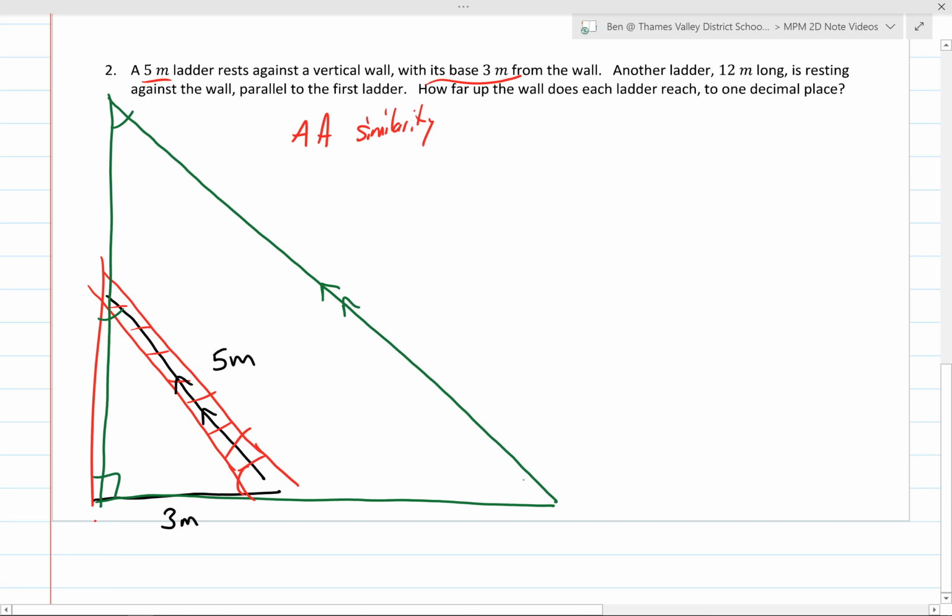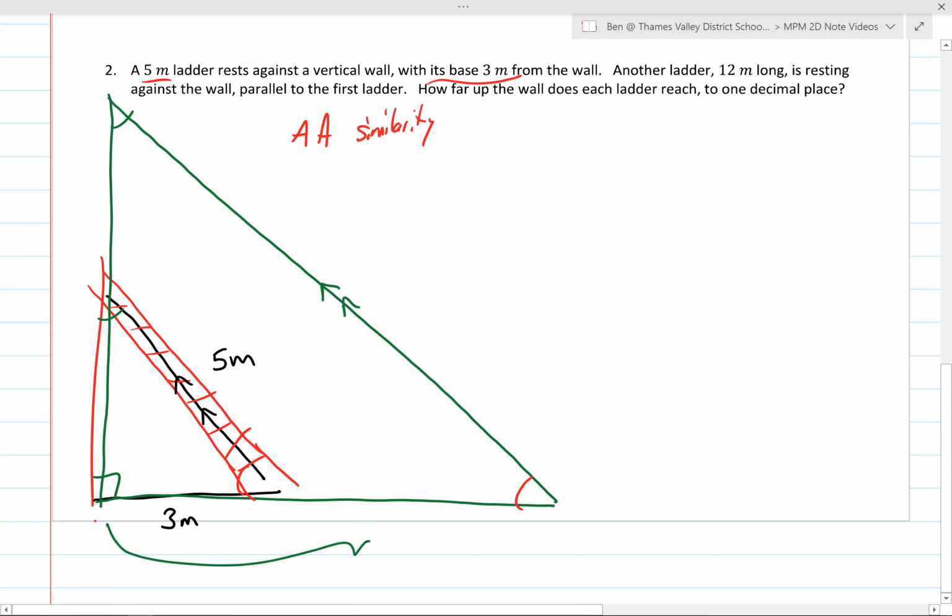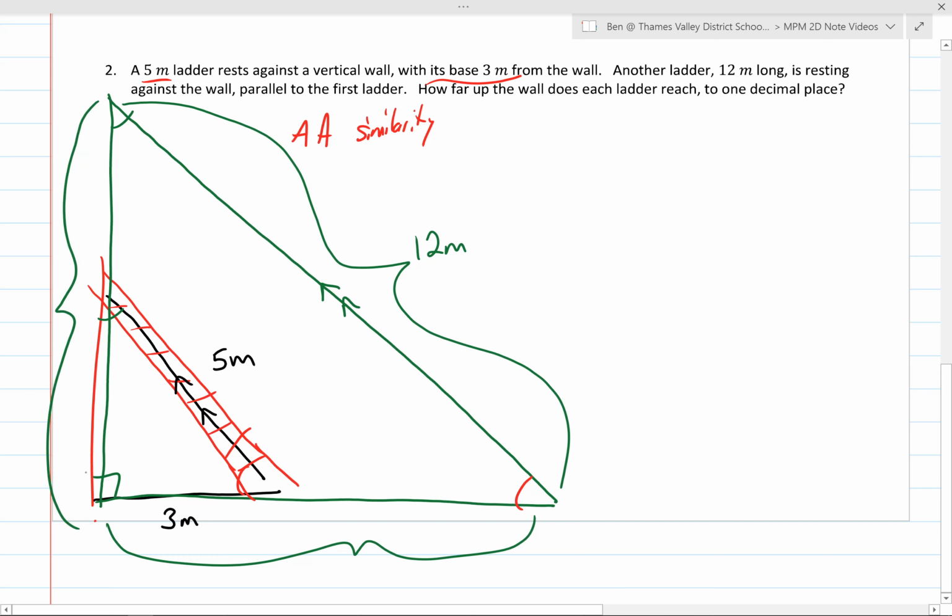They also would have similar angles down here, again, through our F pattern, through our similar triangles. So let's label in green, right along the bottom here, we have a 12. The ladder itself is 12 meters long. And we need to find how far up the wall this second ladder reaches to 1 decimal place.